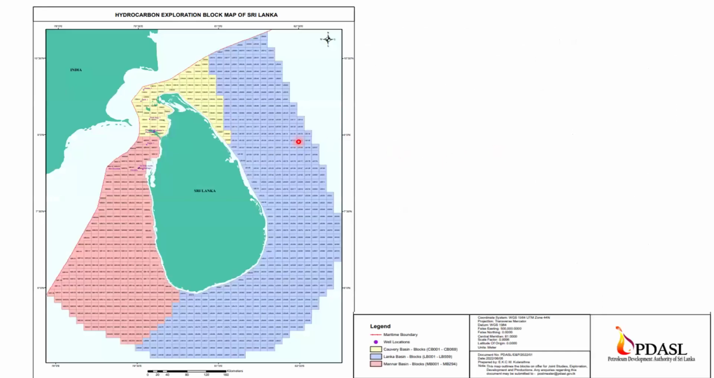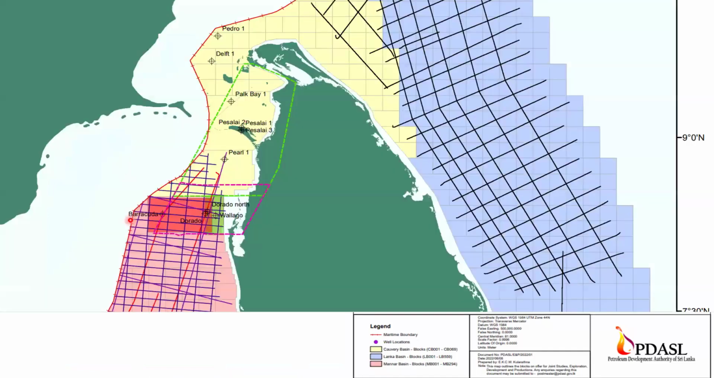Now here are the resource identification maps they have identified. They mention the Cauvery Basin here, where they have done some survey. Then the Mannar Basin in this area, and other basins they have mentioned, such as the Lanka Basin, but they have not done detailed analysis. But here they have done some analysis, and I will show it now. Only these two areas they have identified.